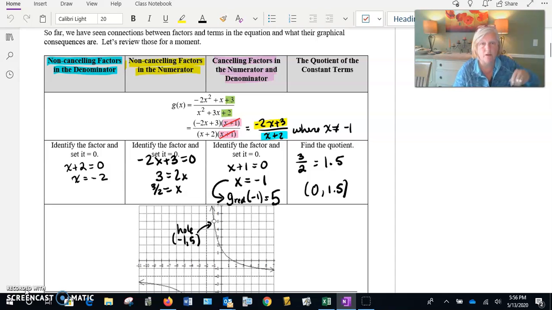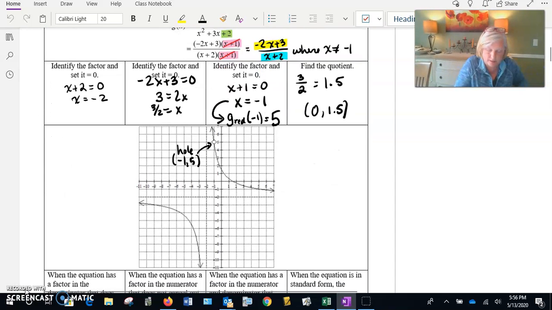We can check that on the graph right here. We can see that we have the point (0, 1.5) here. And then down here, when the equation is in standard form, completely multiplied out, the ratio of constants is the point (0, c), where c is the quotient of the constant terms.